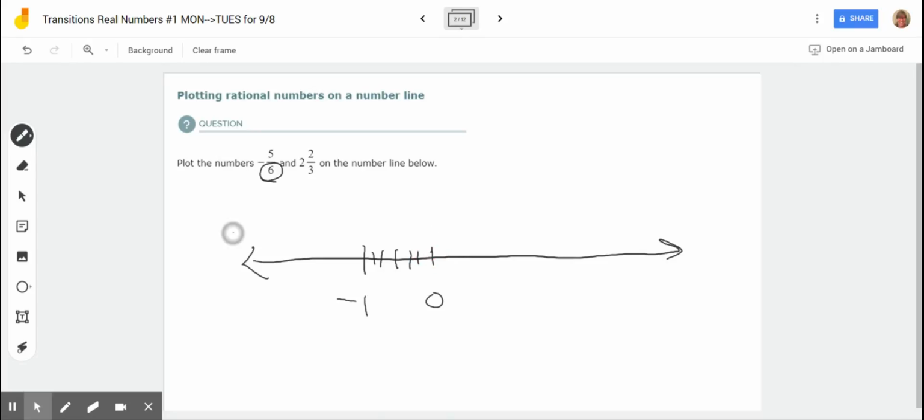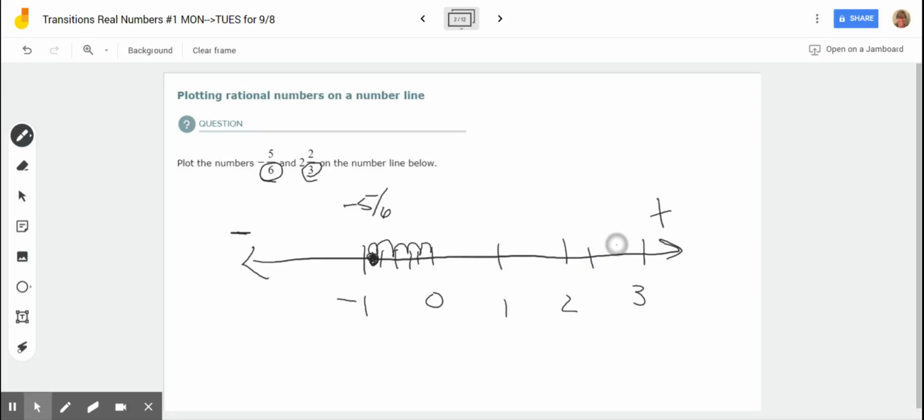So you're going to go in the negative direction. Positive is always to the right. Negative is to the left. We're going to go 5 sixths. 1, 2, 3, 4, 5. So right here. That's -5 sixths. And this side is 2 2/3. So 1, 2, 3. How many pieces do we cut the 1 into? 3.